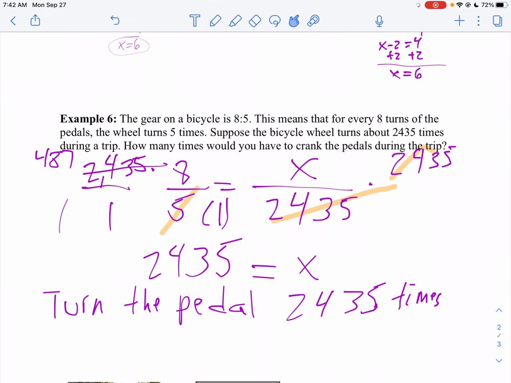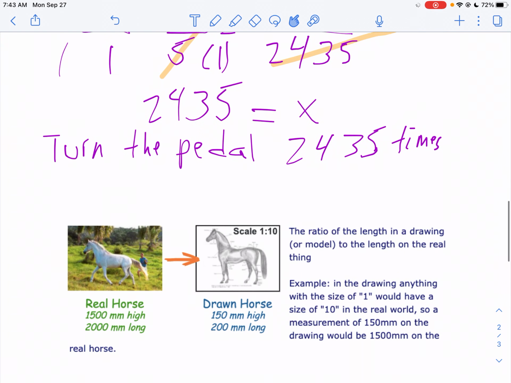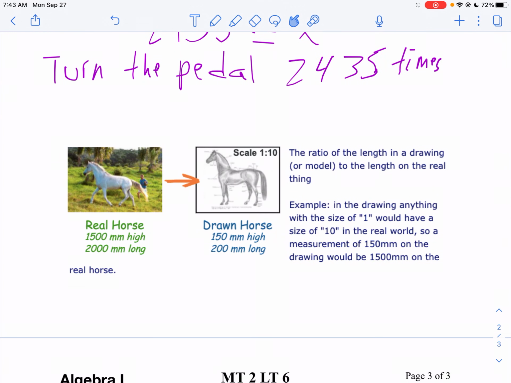Related to ratios, we also have scales and scale drawings. When I look at the ratio of the length of a drawing or model to the length in real life, that's your scale. If you don't have units, it's the same units. So if they say 1 to 10, that means 1 inch stands for 10 inches, 1 foot stands for 10 feet, 1 centimeter stands for 10 centimeters. If you have different units, then they have to correspond. So if you have like 1 inch stands for 2 feet, make sure you include the units on that.